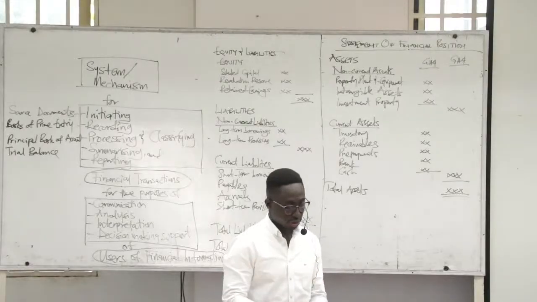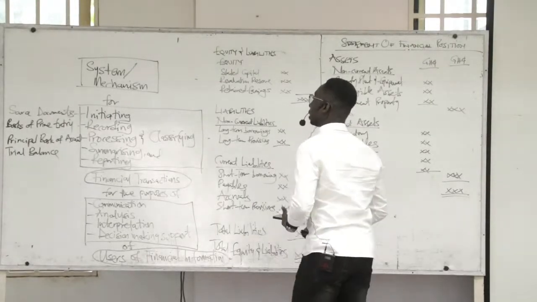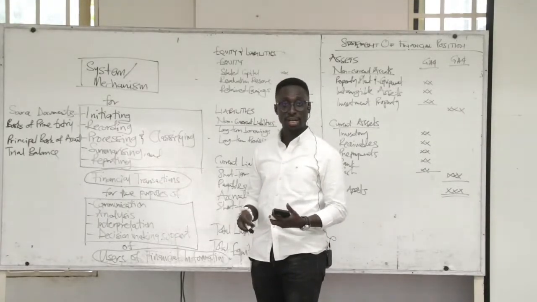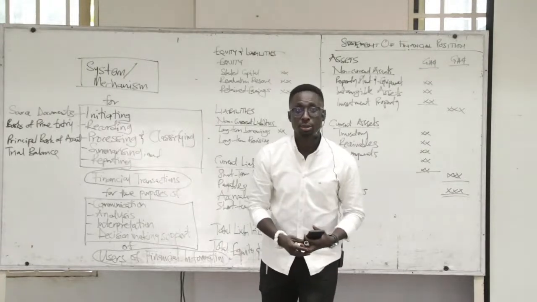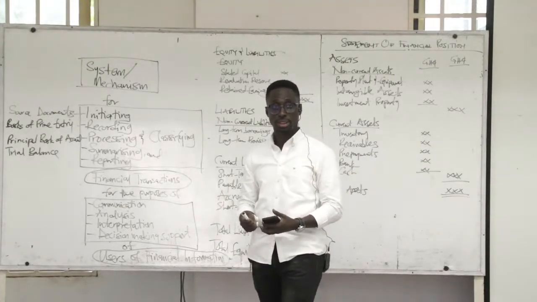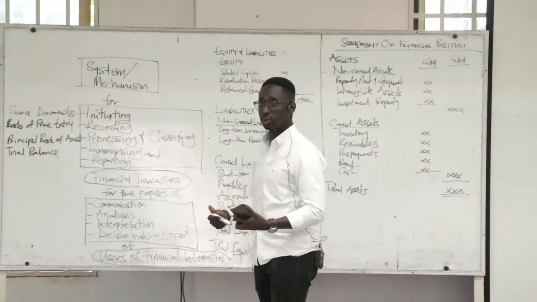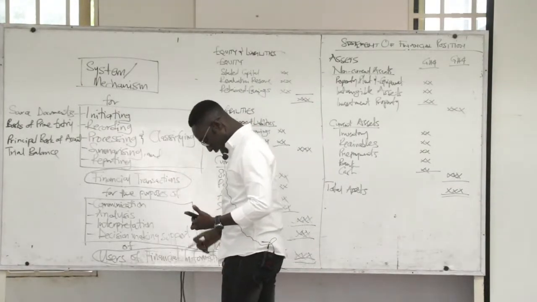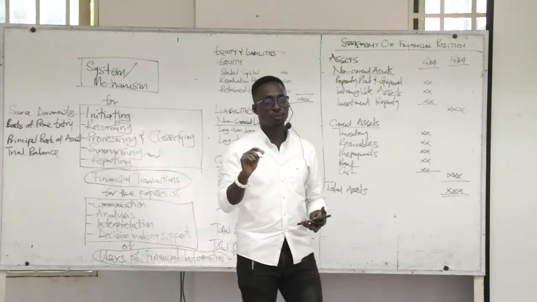So, so far, we've been able to cover the first four of the five activities when it comes to the process of accounting. All right. So before we went for the break, we had started dealing with reporting. And under reporting, we had started work on the statement of financial position.